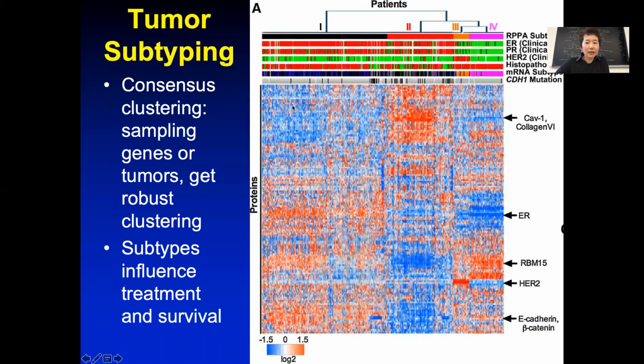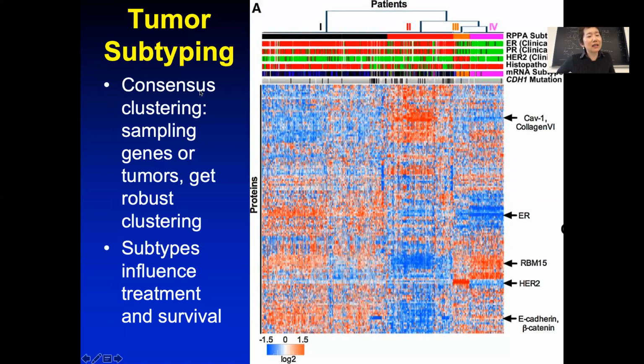So in this case, this one is protein, but you can imagine you can do this for expression. So each column here is one sample, and each row is an expression. You can do this with RNA, you can do it with microRNA, you can do it with protein level, you can do it with mutations.